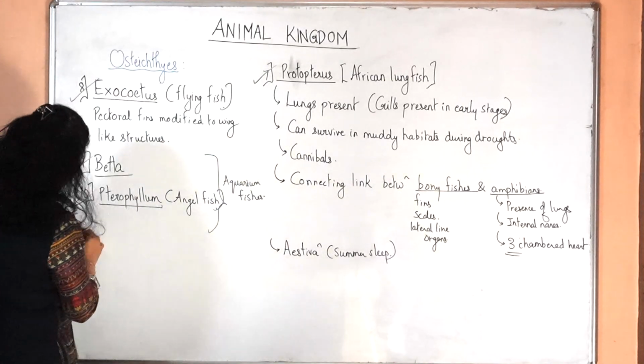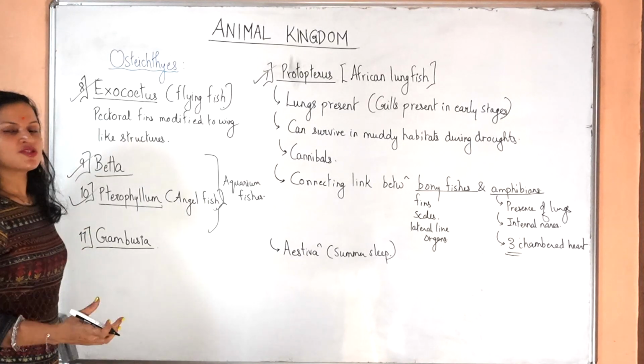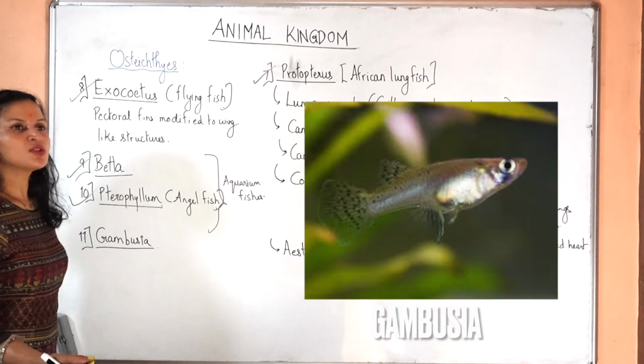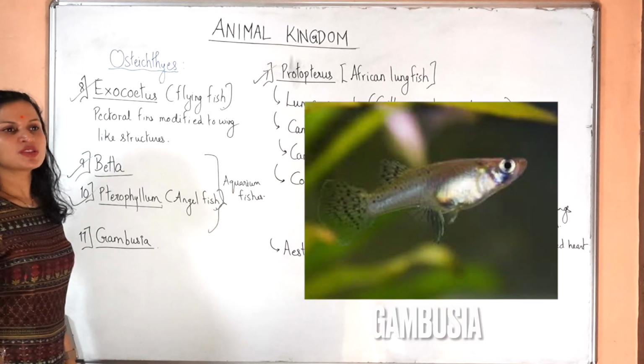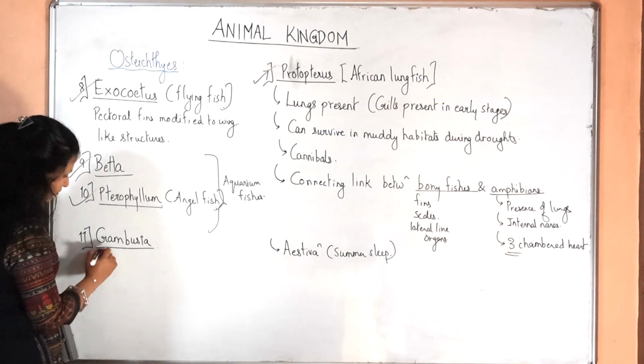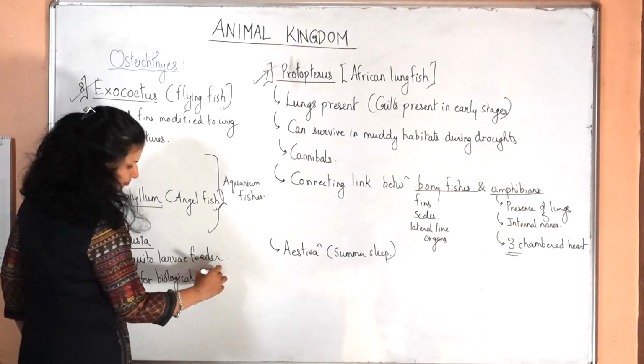There is one more example that we will do, the last example, that is Gambusia. Gambusia fish is a small fish that is introduced in water bodies to eat the mosquito larvae, and keep the mosquito population in check. That is its whole and sole purpose. It's a mosquito larvae feeder. It's used for biological control of mosquitoes.